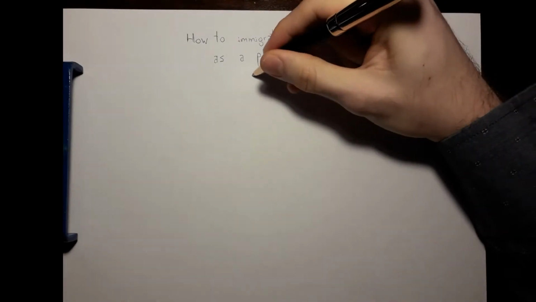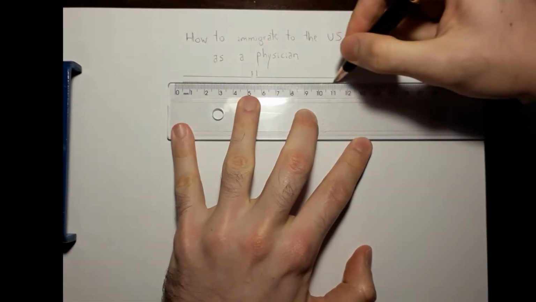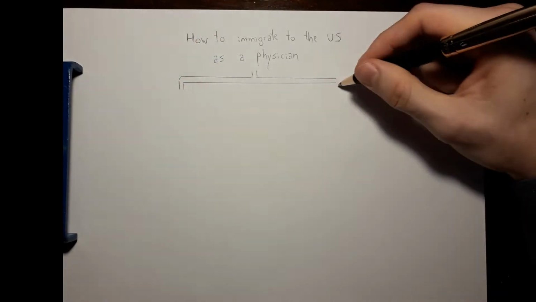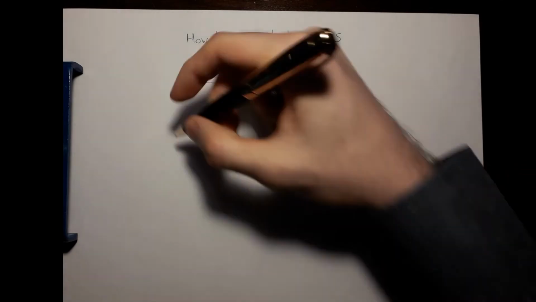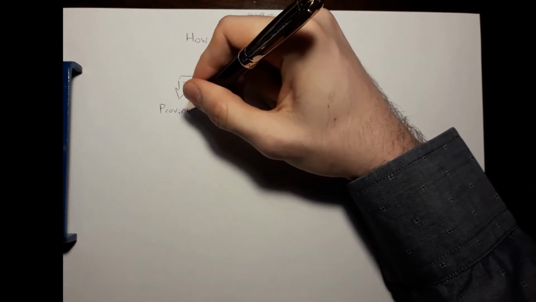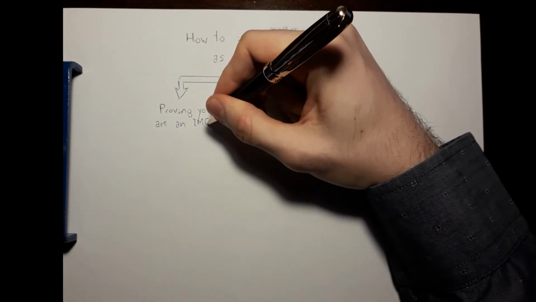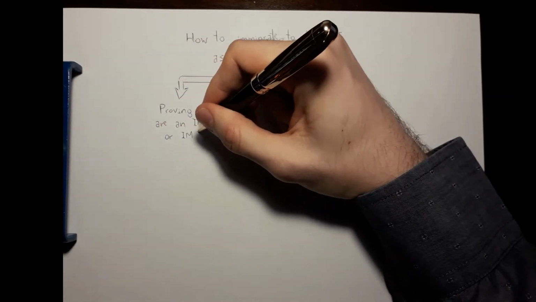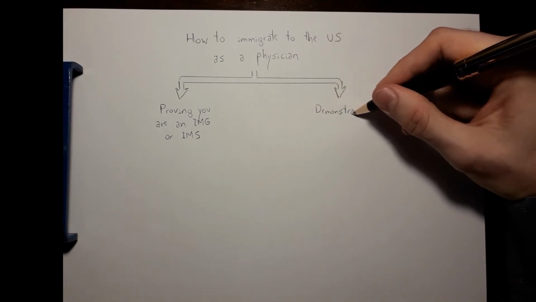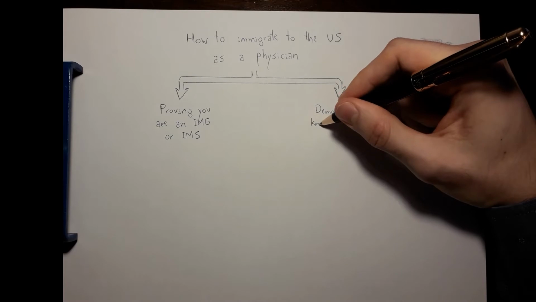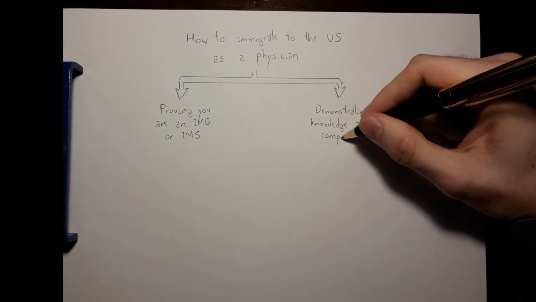However, if you are already a physician in another country, or if you've chosen to attend medical school outside of the US, you can still become a US physician by completing a series of steps. You will need primarily to prove you are an international medical graduate or an international medical student, IMG or IMS, and second, demonstrate knowledge and competence in the field of medicine.